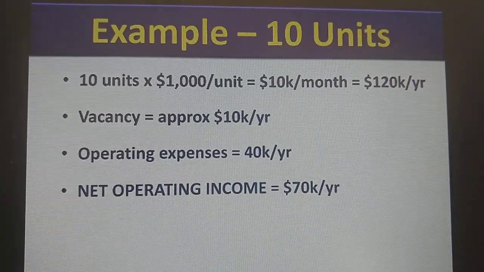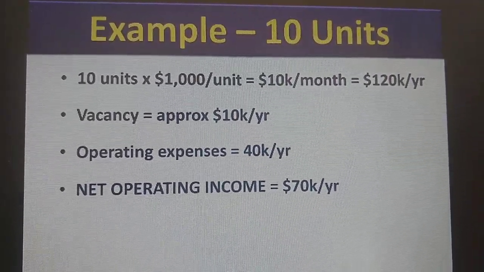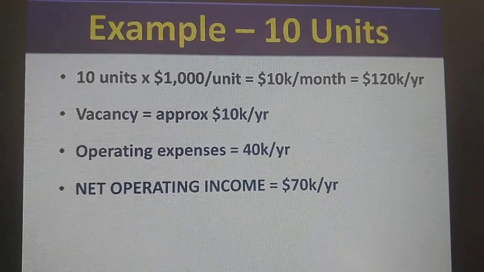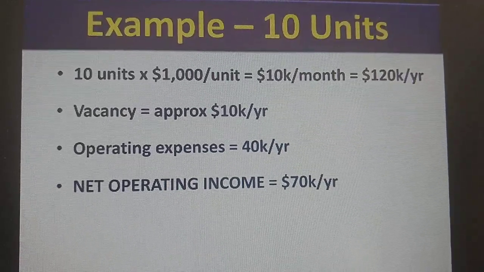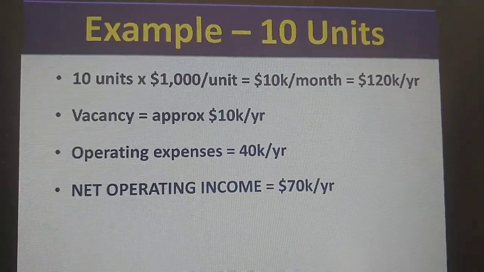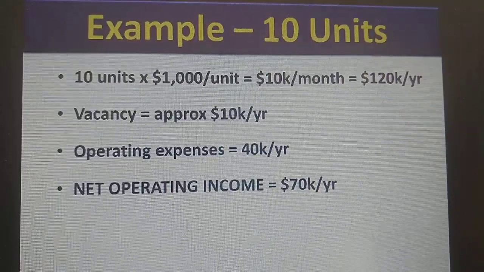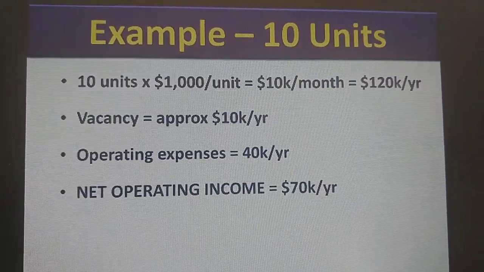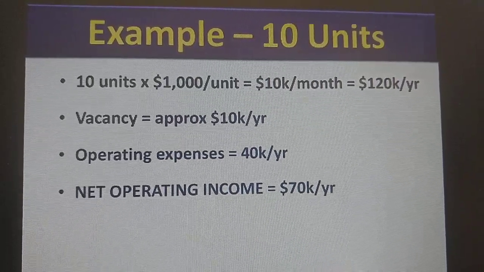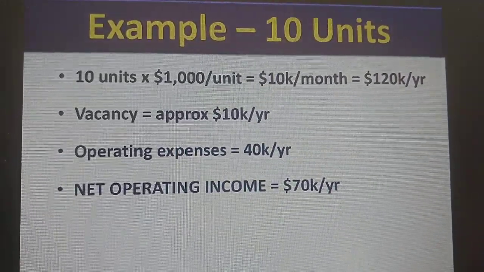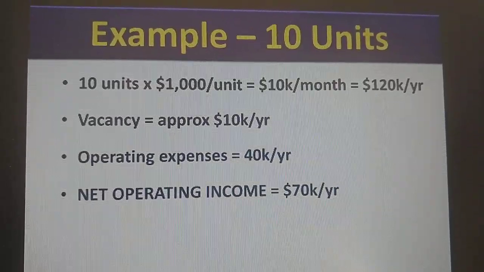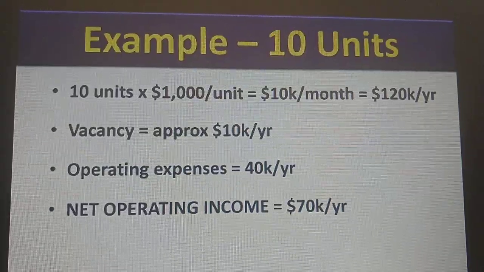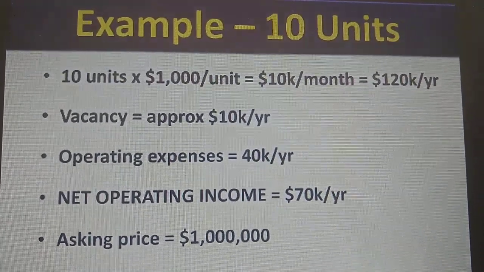So let's go back and redo this so you understand it. Your gross scheduled income is $120,000 a year. Your vacancy is $10,000 a year. Your operating expenses are $40,000, which is 40 into 110, about a 38% operating expense ratio, pretty good. Your net operating income is $70,000 a year NOI. Okay, no mortgage taken into account yet. It doesn't matter if this is free and clear or you're buying it with a mortgage, doesn't matter. The asking price is $1 million.